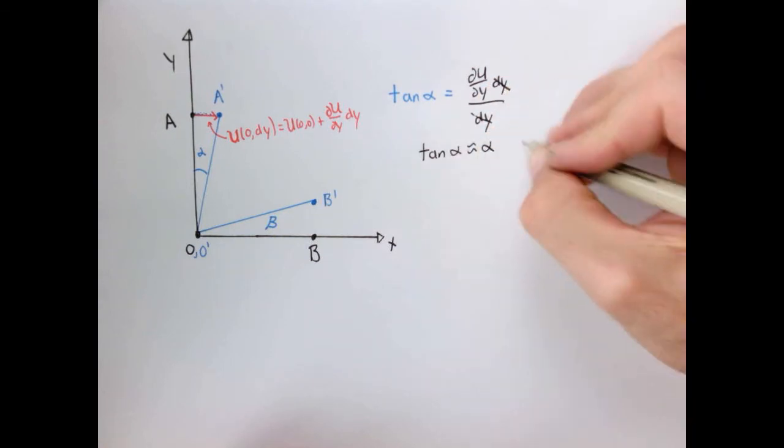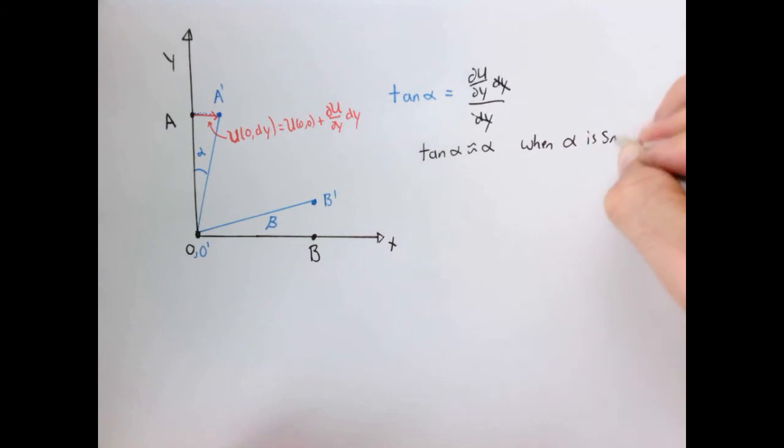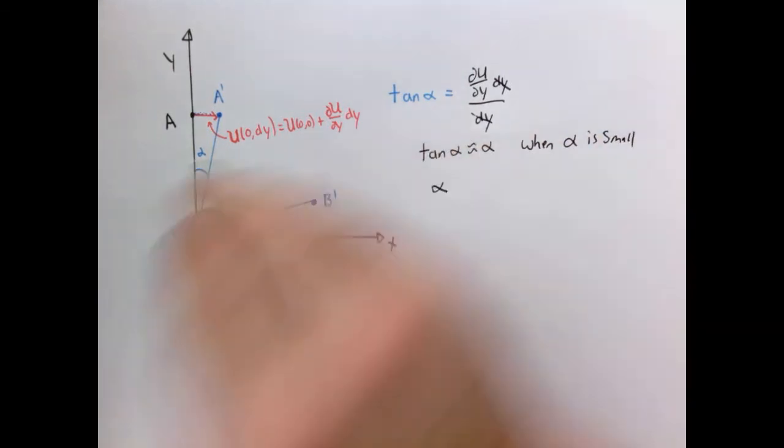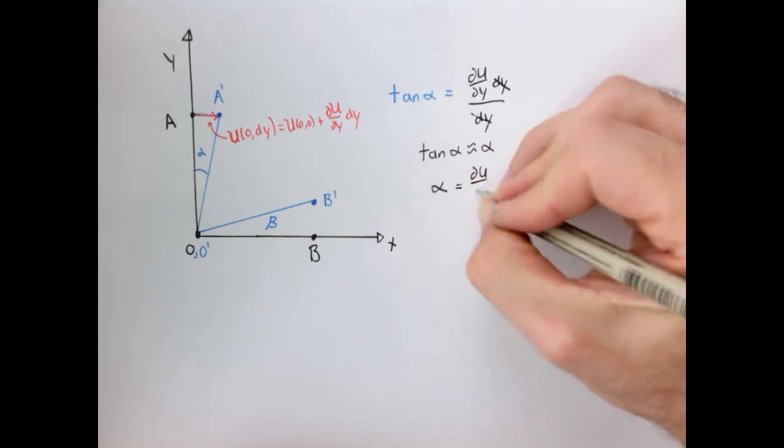Now we're going to use our linear approximation that says that the tangent of alpha is equal to alpha when alpha is small. So that means that our angle alpha is just partial u with respect to y.